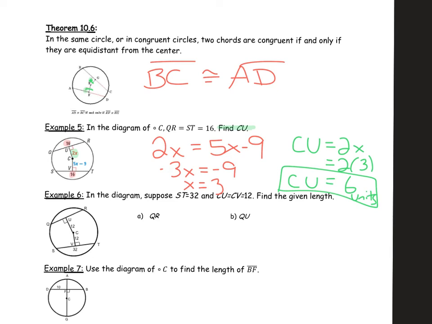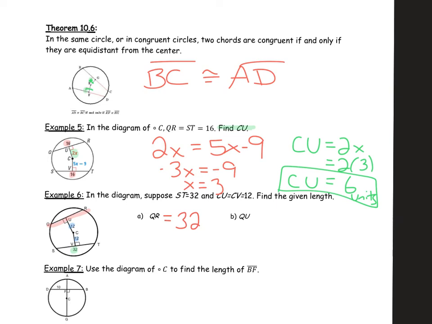In example 6, it says, suppose ST is 32, which again it tells you, and CU is equal to CV, which is equal to 12, which it also gives you here. And then they want you to find the given length. So the first length they're asking for is QR, which is right here. Because we know that CU and CV are congruent, it means they are equidistant from the center, so the two chords have to be the same length. So QR would also have to be 32 because ST was 32.